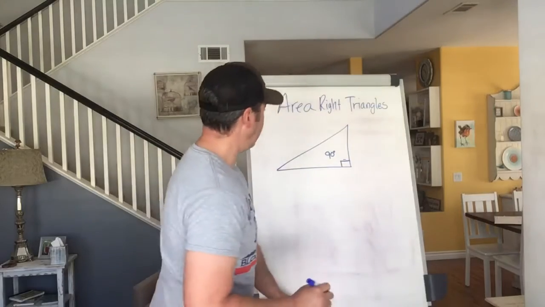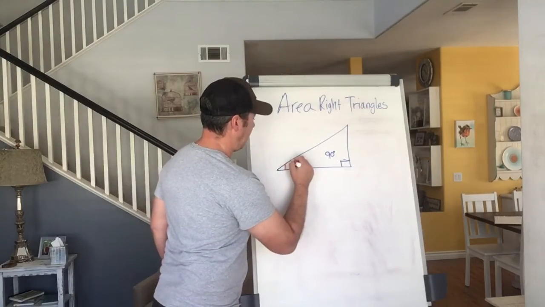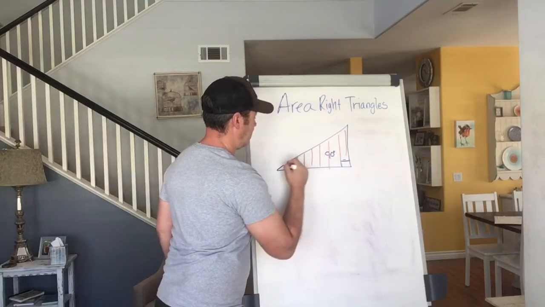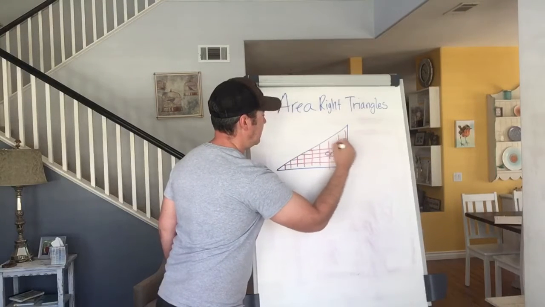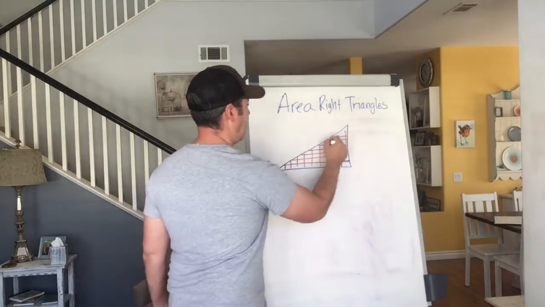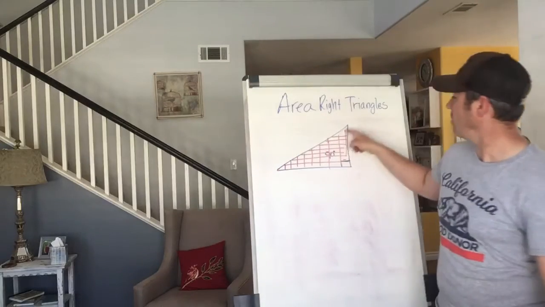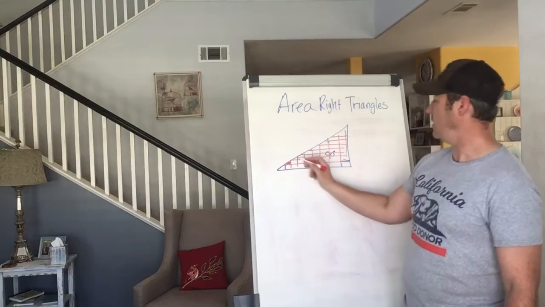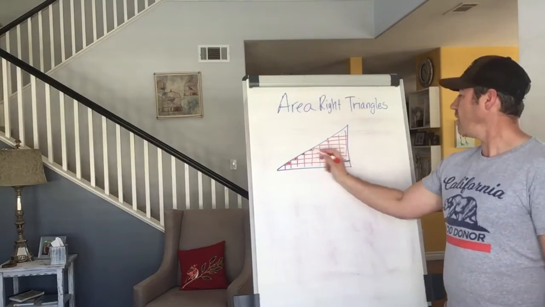So when we calculate the area of a right triangle, what we're trying to do is figure out how many squares would be inside that triangle. Now if you're looking at it, you might see that we have a little bit of a problem. Along this line, we don't have full squares. We've got a little bit of a square here, a little bit of a square there, a little tiny part of a square.